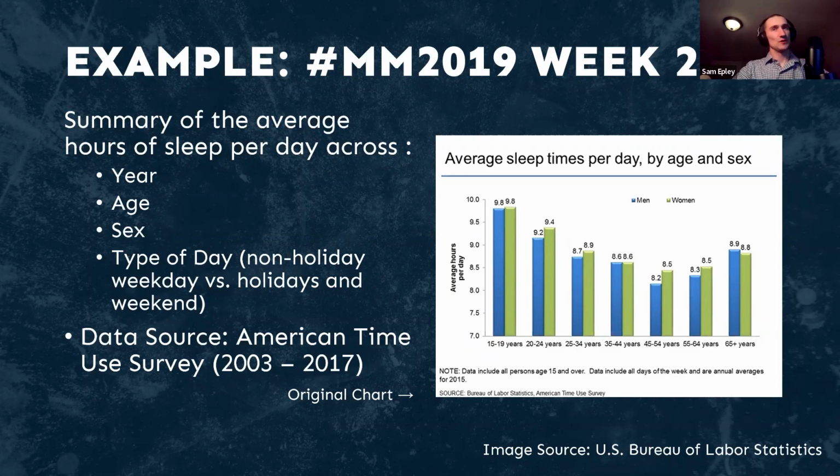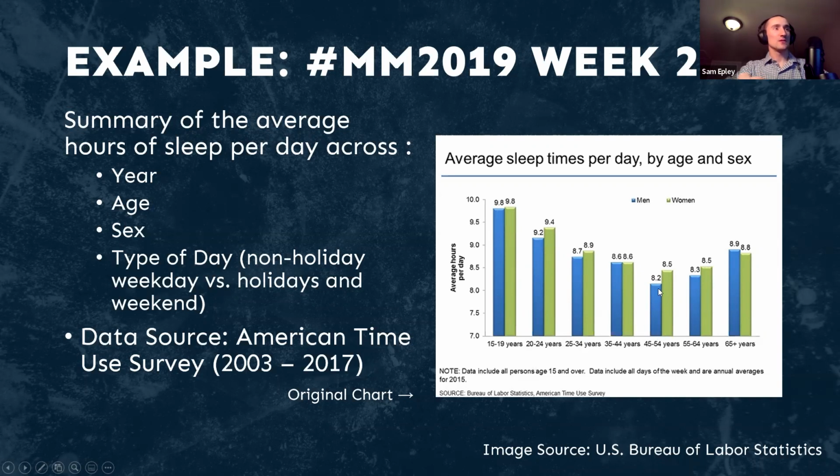And this is the original chart. What we see here is a bar chart where the y-axis starts at 7 instead of 0. The example that I used earlier about the heights of my children is really relevant here, because let's say, for instance, this blue bar between 15 and 19 has a value of 9.8 hours per day for men of that age group.